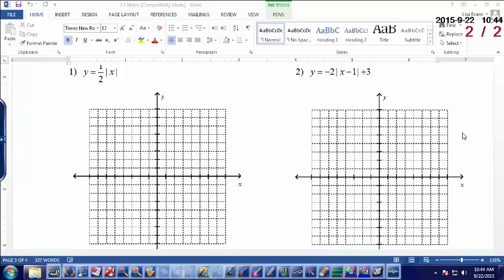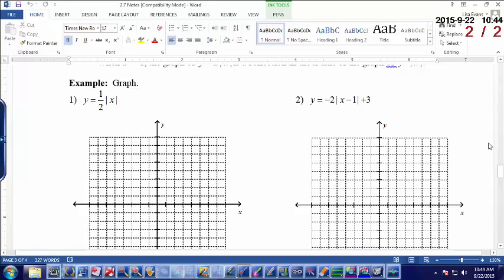Okay, the first one, we just have a half. We're still going to go through our steps of graphing. We're going to take out the vertex. So the vertex is 0, 0. You're still going to make your XY chart. Now, when I make my XY chart, I like to pick numbers that I know are going to be divisible by 2 because I can see I have to multiply my answer by a half. So I'm going to do 2 and 4.